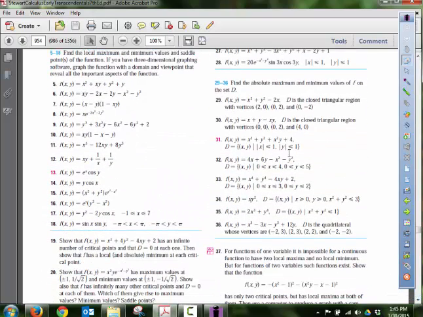So these problems over here are questions where you're asked to find the absolute max and min because you're given a closed domain. So we can pick a problem between 29 and 36. I'll do 34.